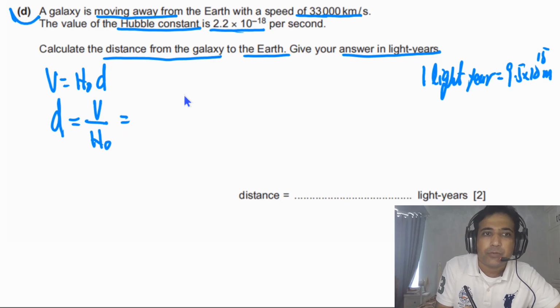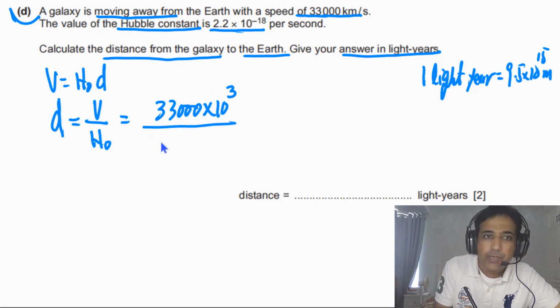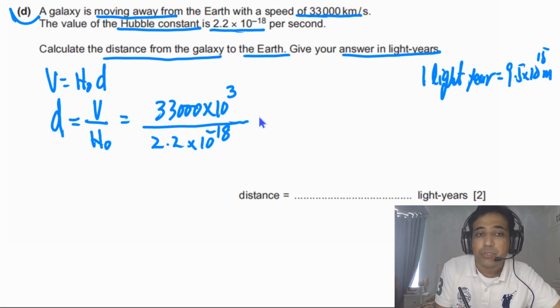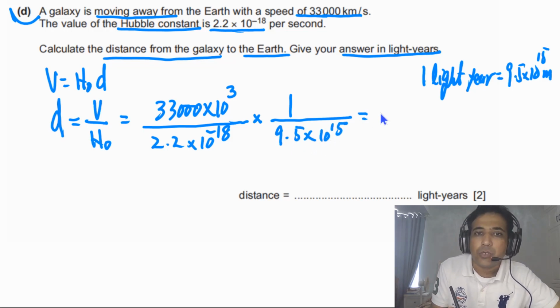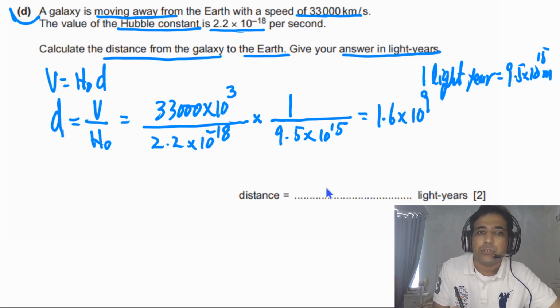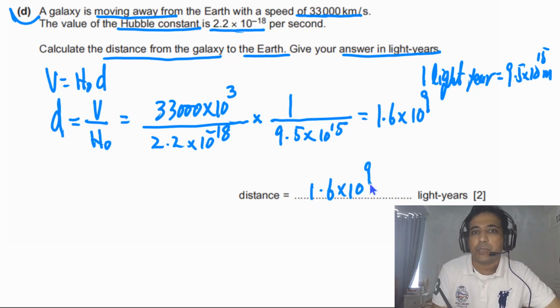The value of V is given to us, that is 33,000 kilometers, so we can convert this into meters, divided by the value of H naught, that is 2.2 times 10 to the minus 18 per second. So if we solve this, our answer will be in meters, but we need our answer in light years, so we will divide this by 9.5 times 10 to the 15. Now if we solve this, we will get 1.6 times 10 to the 9 light years. So this is our final answer, and this is how we can approach this type of problem.